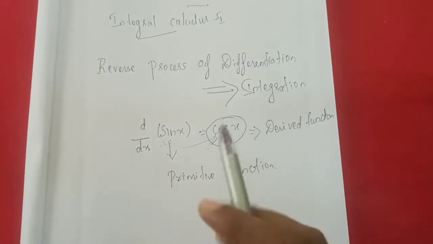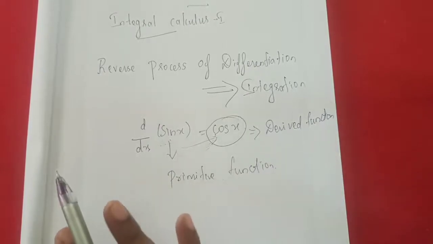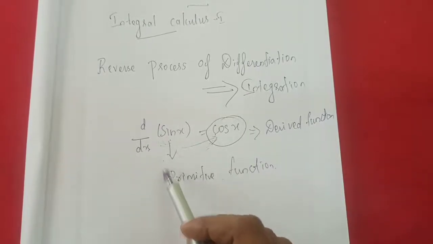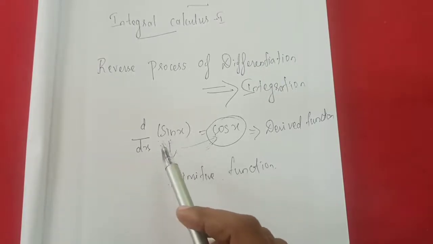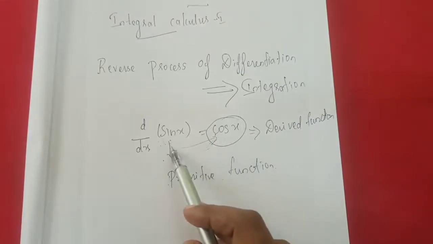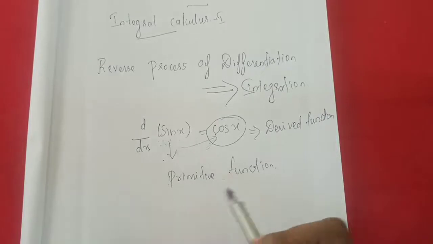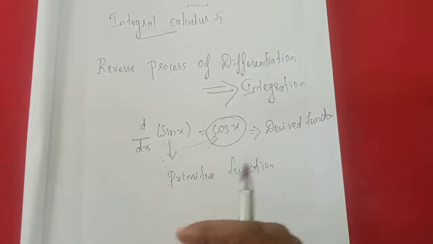So this is the concept. The reverse process of differentiation is called integration. I gave the example d by dx of sin x. When we differentiate sin x we get cos x, and the reverse process is integration. Here sin x is called the primitive function and cos x is called the derived function. The second chapter is a very vast area.